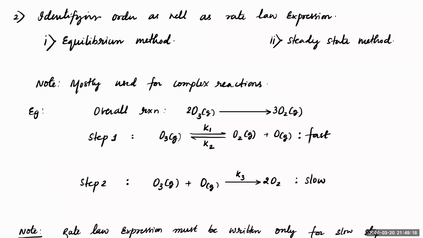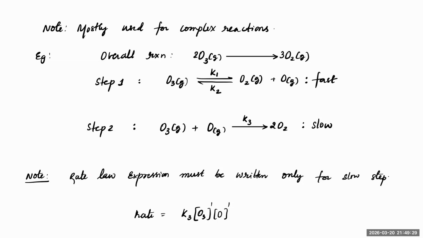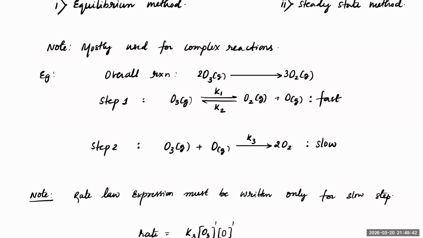For complex reactions, we have adaptation of two methods. One is the equilibrium method, the other one is the steady state method, right? How do we figure out the rate order of the reaction using these two? Let's see. And in fact, this is also used to identify the exact rate expression. See, let us talk about one complex reaction like formation of O2 from O3. The overall reaction includes 2O3 giving 3O2. This is the overall reaction.